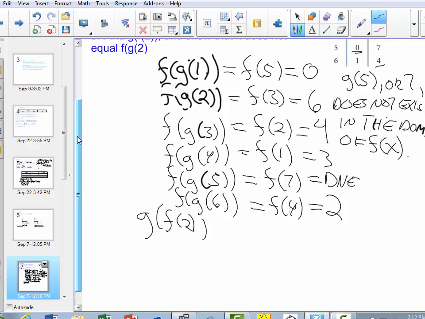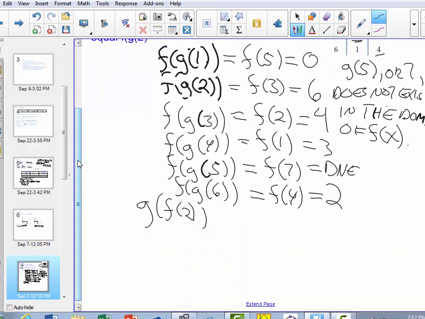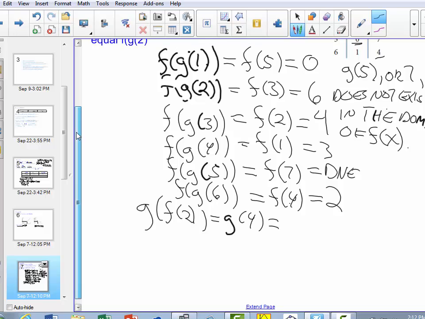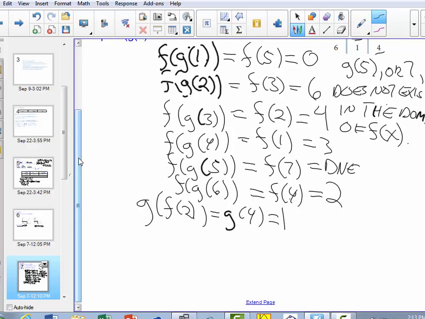We need to find out, working from the inside out, when x is 2, f is equal to 4. So we are trying to find g of 4, which is equal, from the table, to 1. Now, f of g of 2, we already found to be equal to 6. So f of g of 2 is not equal to g of f of 2.